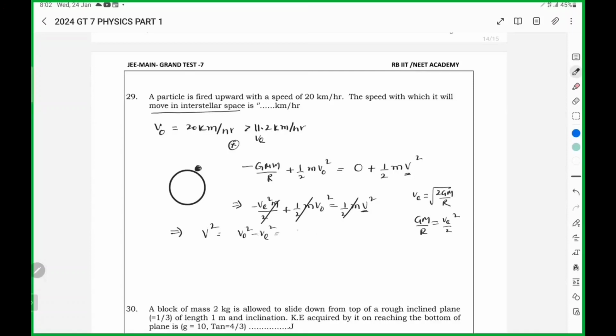20 square minus, so 400 minus roughly 120. 11 square is 121. Let us take it roughly as 275. 15 square is 225. 16 square is 256. It is in between 16 and 17 roughly.